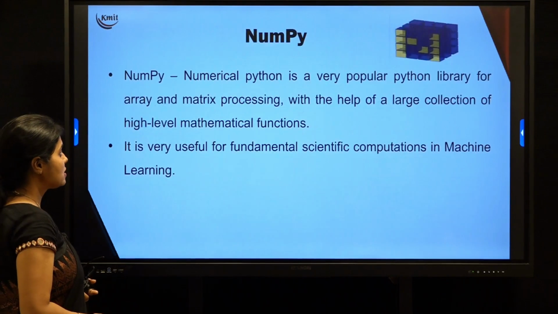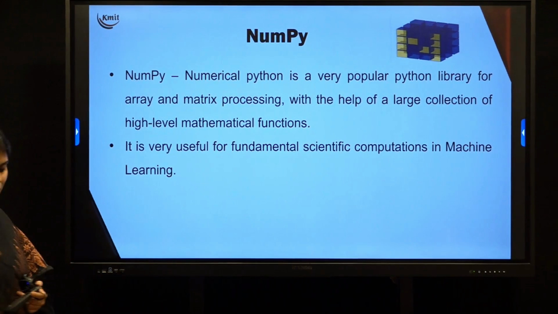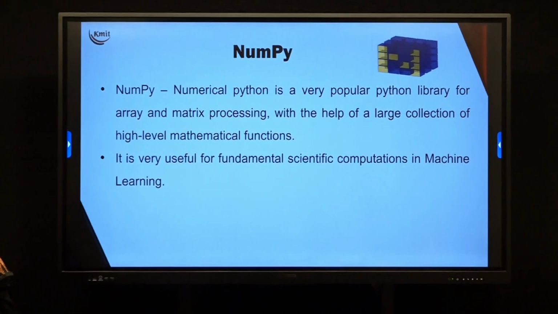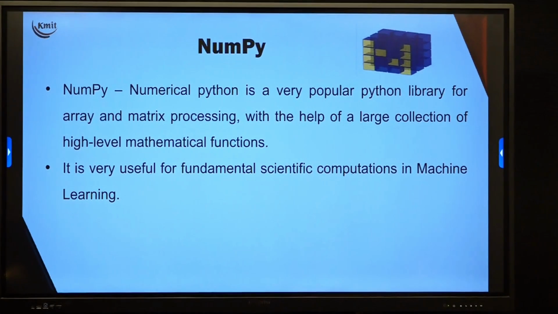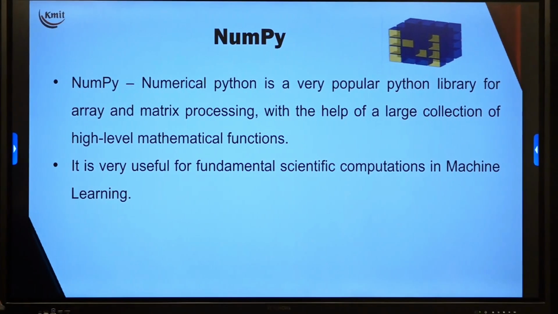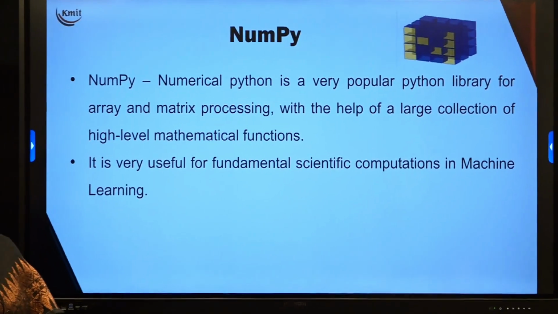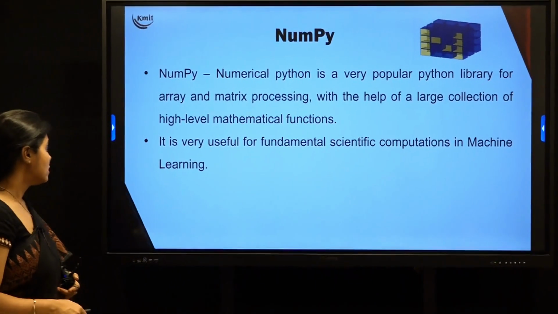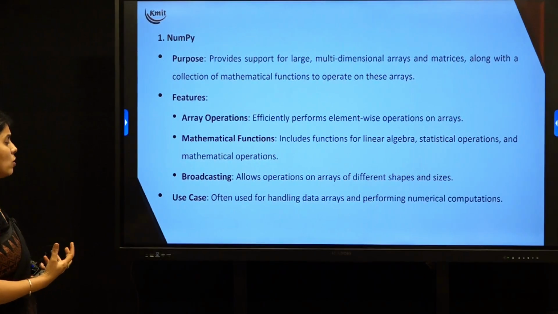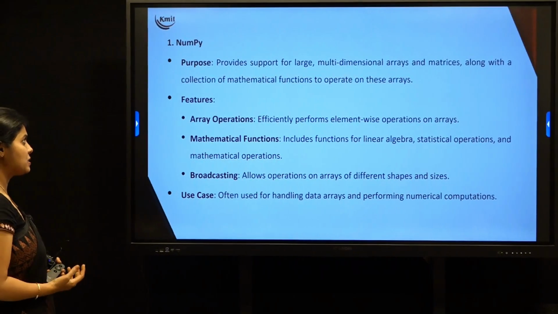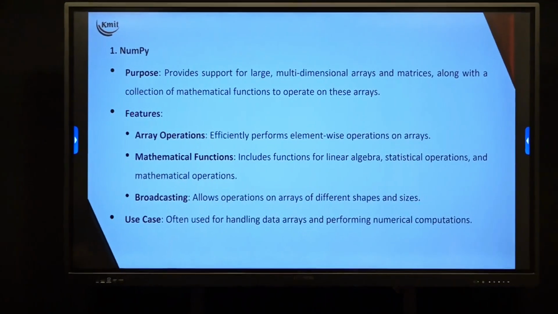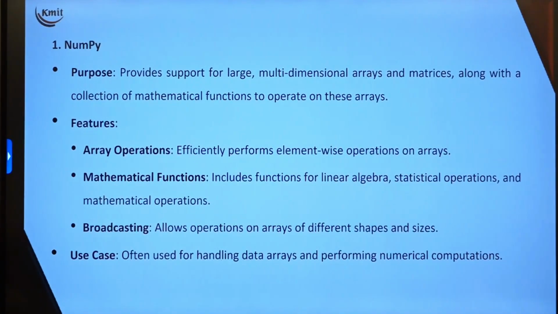Now let us discuss each library in detail. First, NumPy. It's numerical Python, which is the most popular Python library that we use for array and matrix processing, with the help of a large collection of array operations available in NumPy. With NumPy, you can work on multi-dimensional arrays and matrices along with some fundamental operations on the arrays, so we can do array operations efficiently.